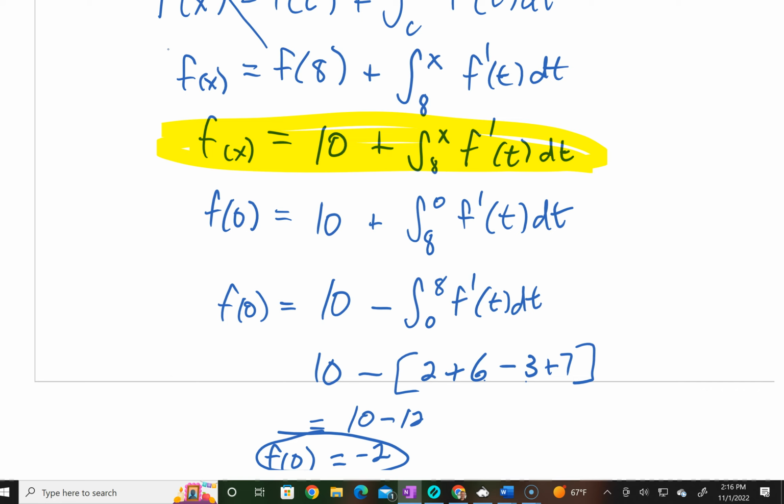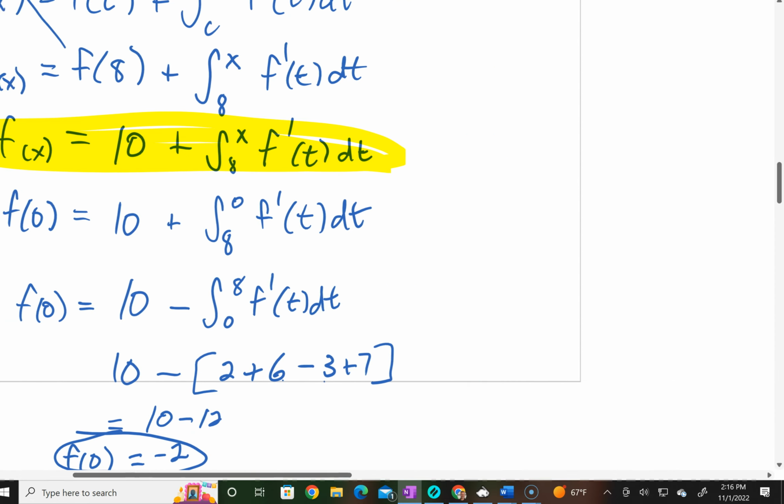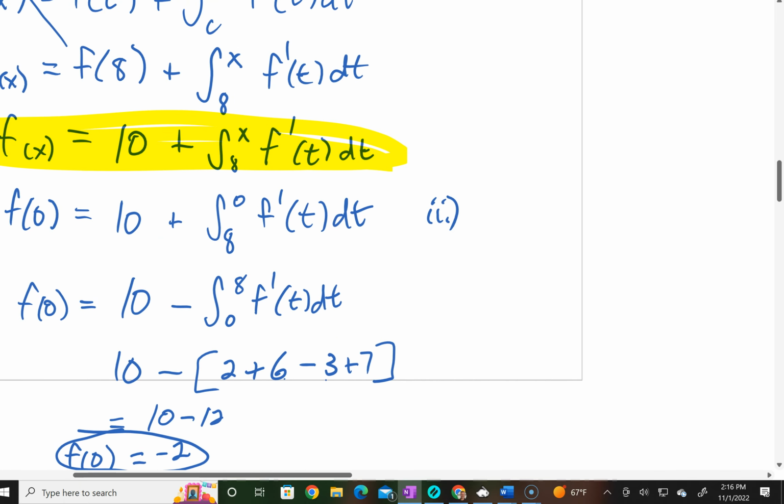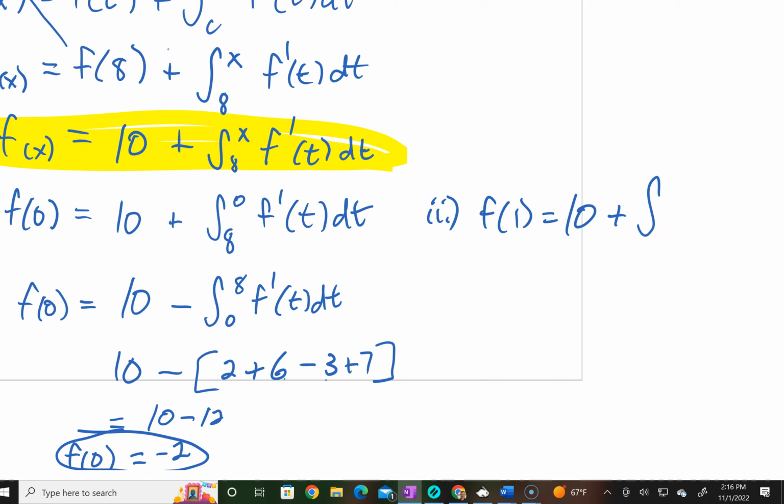Let's do another. Here's Roman numeral number 1, right? Then we're going to say, well, hold on, they wanted more. They also wanted us to find what? F of 1. The kids will go, what do I do? Go to that golden equation right there, and go, wow, now I'm going from 8 to 1 of f prime of t dt. Yeah, you know what? Flip your bounds.